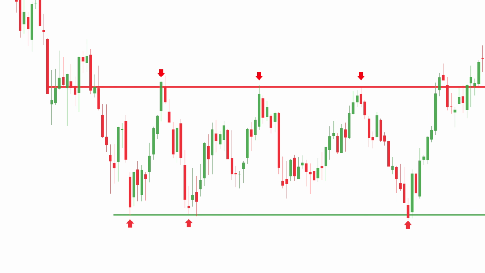You see this right here? Price touched this level 3 different times and every time it bounced. That's not random. That's a support level. And once you understand how to spot these, you'll see opportunities everywhere.